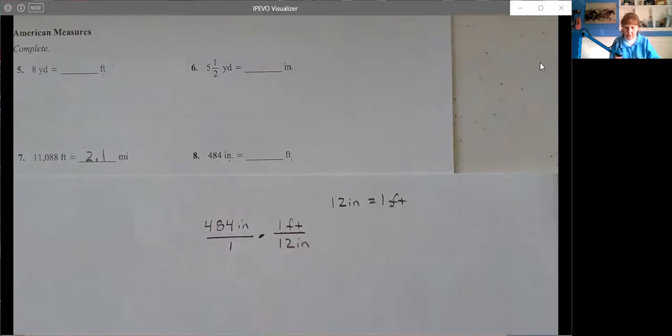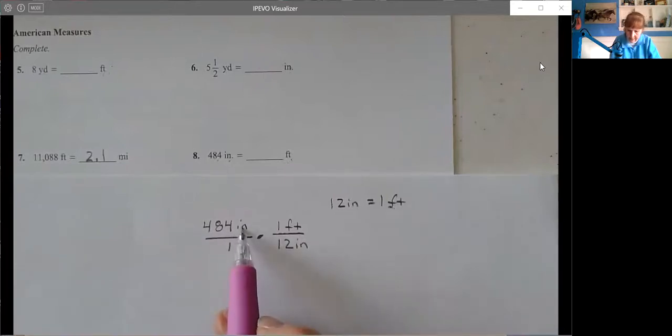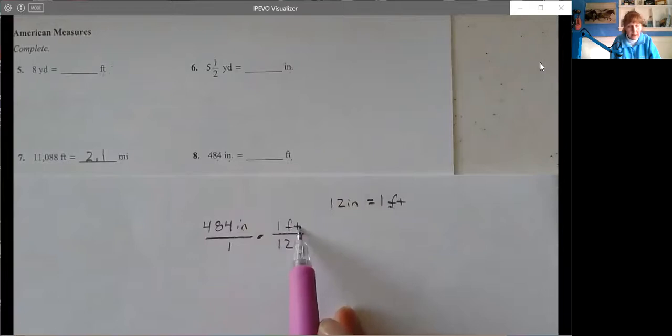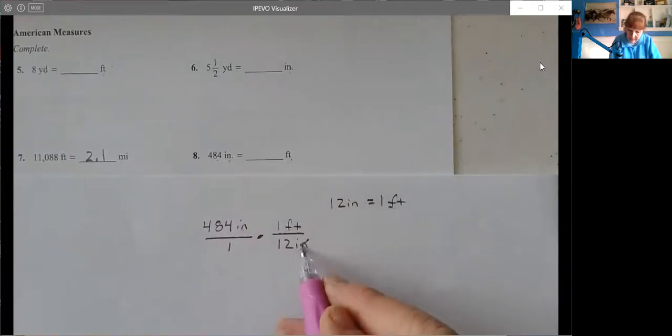For 2 reasons. First off, I wanted this to cancel, so I needed 1 down here so it would cancel. And I wanted feet, that's my answer. So you put that in the numerator. These cancel.